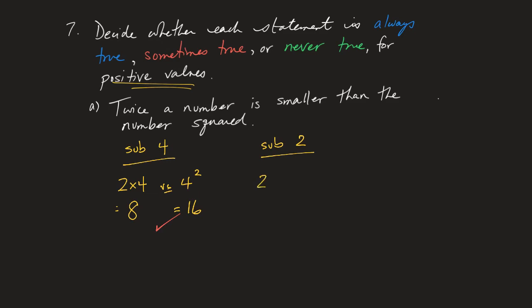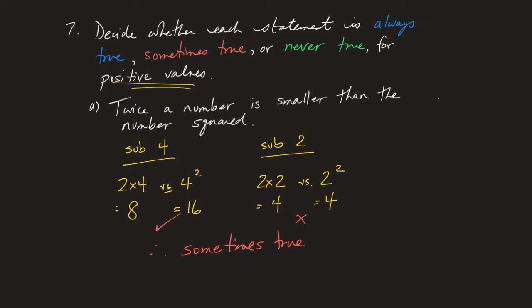Well, twice a number means double it, versus squaring a number means multiplying by itself. And we'll notice that in both those cases, we get 4. The statement says twice a number is smaller than the number squared, and we just came up with a case where it was not smaller. It's actually equal. We just disproved the statement. Because we came up with a case where it was true and then a case where it wasn't, we can now say confidently that it is sometimes true.